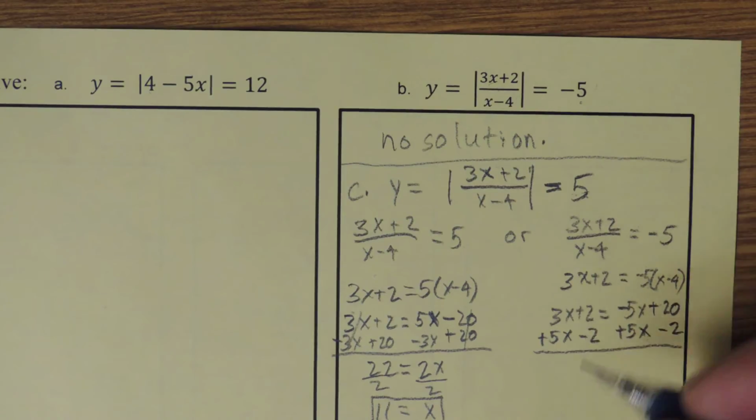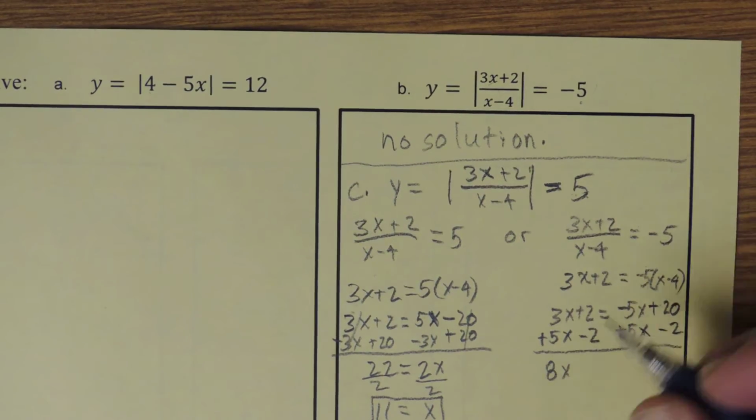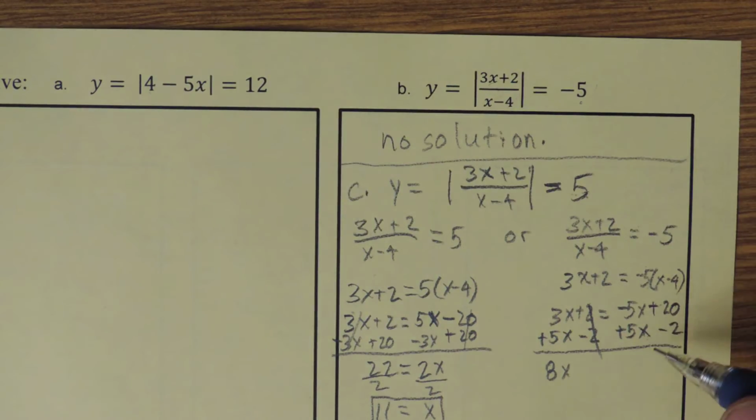So 3x plus 5x gives me 8x. 2 minus 2 gives me 0. Negative 5x plus 5x gives me 0. 20 minus 2 equals 18. So I have 8x equals 18. Divide both sides by 8. And I get x equals 9 over 4, which equals 2.25.